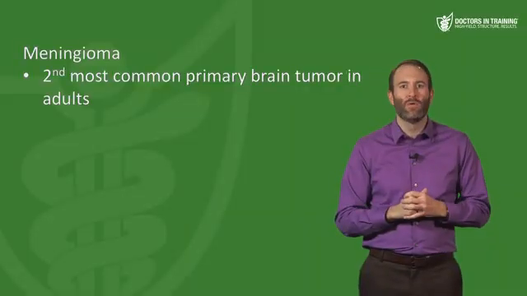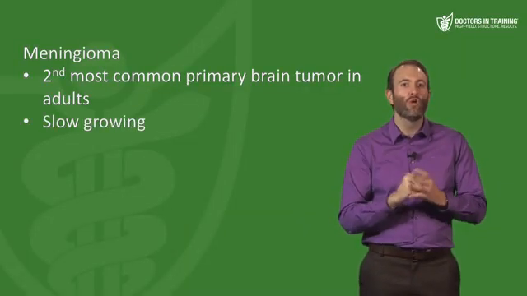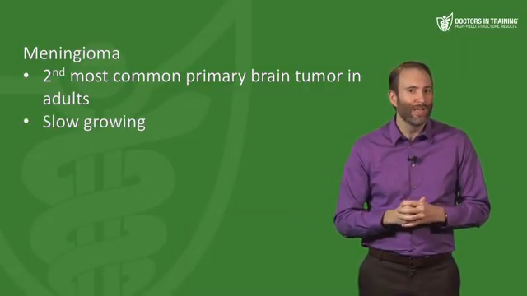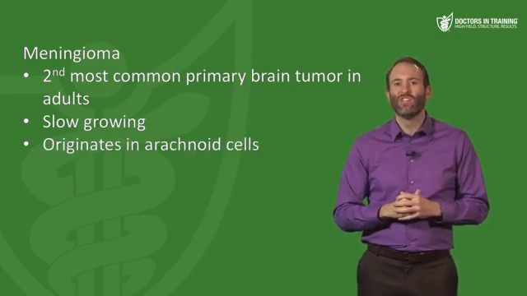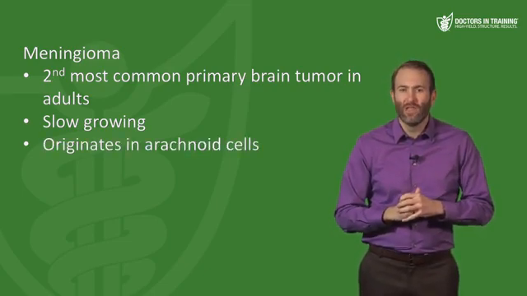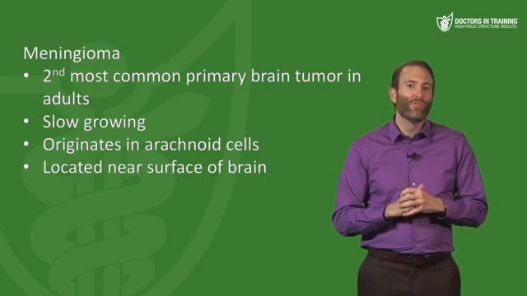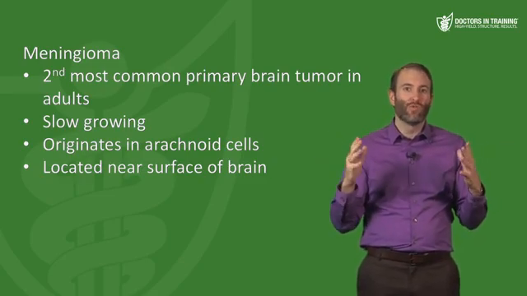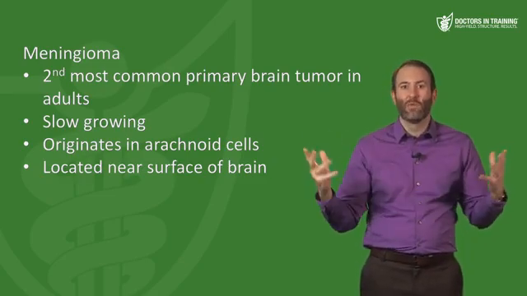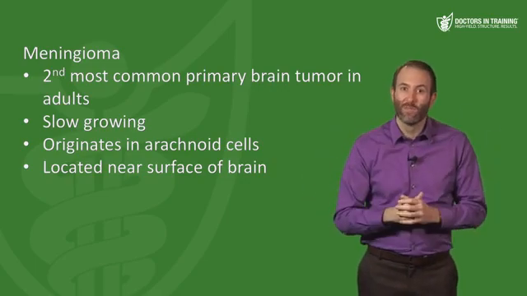Next, we have meningioma. So meningioma is the second most common primary brain tumor. Now, this is a slowly growing tumor, usually benign, but sometimes it can be malignant. They originate in the arachnoid cells of the meninges and are located near the surfaces of the brain. So since these are tumors arising from the meninges, it's actually kind of easy to remember that they are found more in the peripheral aspects of the brain.